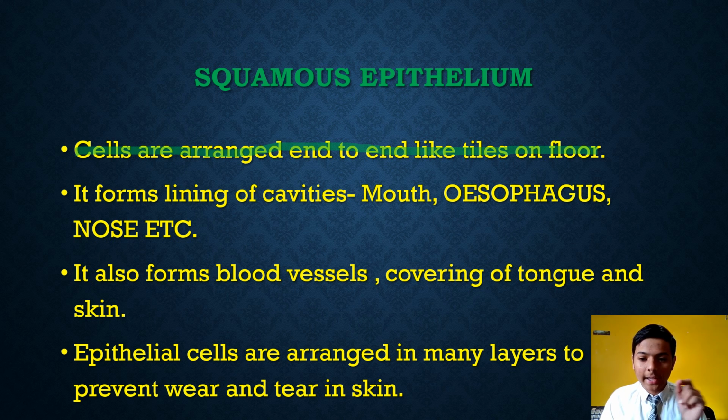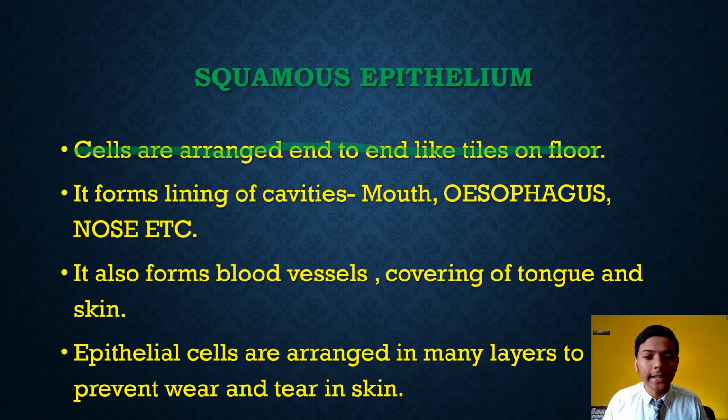Cells. In part 1 I have explained about the cells. Cells are a very small, very basic unit of all living organisms, and they also perform basic functions like respiration, nutrition, etc. So these cells are arranged end to end like tiles on a floor.